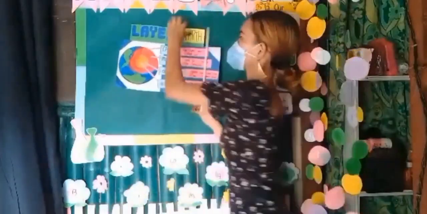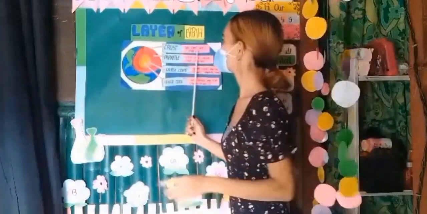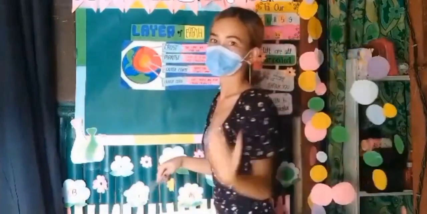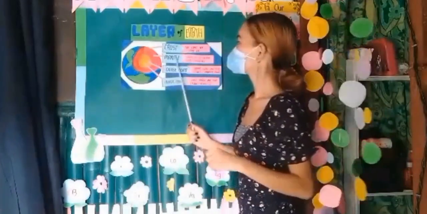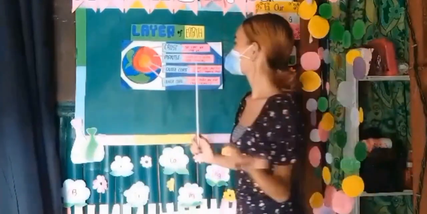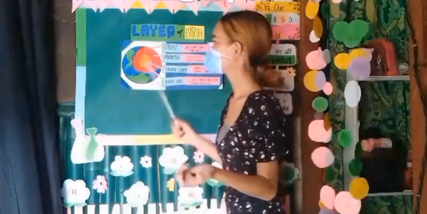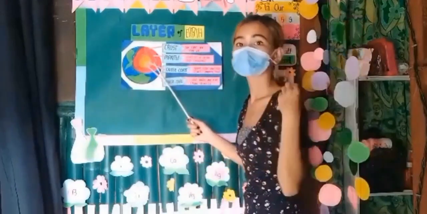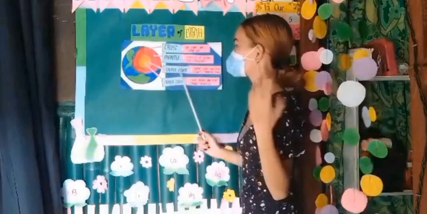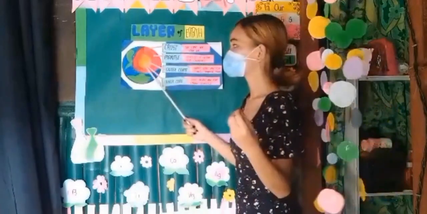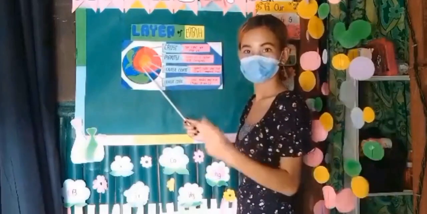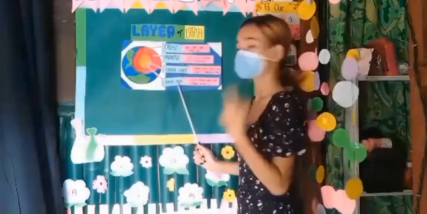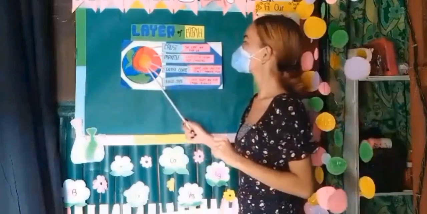So, we have here the crust. Crust is the place where we step on. Here we can build houses, buildings, and homes. Next is the mantle. This is the liquid part of the layers of the earth, which is made up of molten rocks, while the outer core and the inner core are the ones inside. The outer core is made of liquid, and the inner core is made of solid.